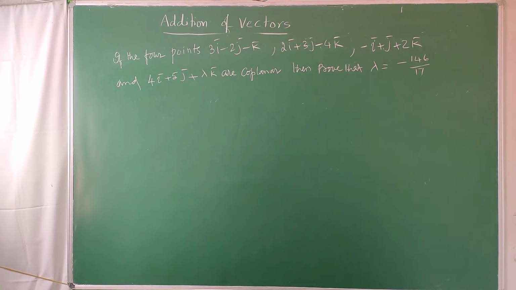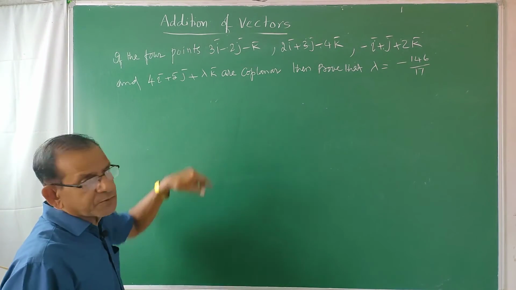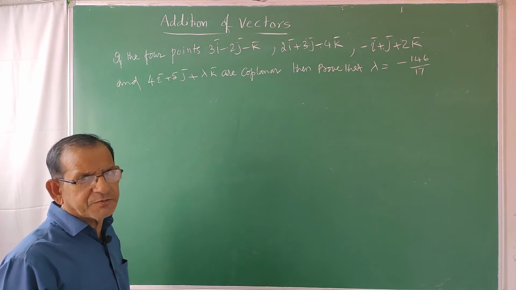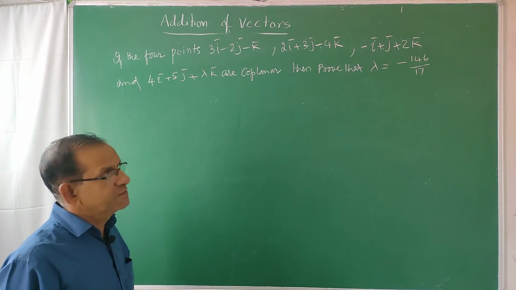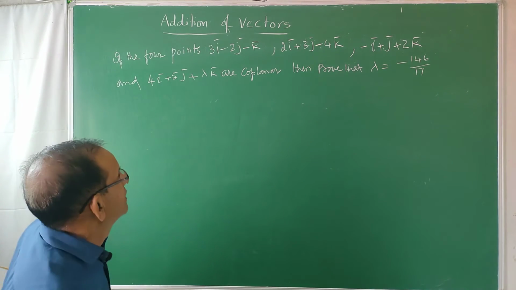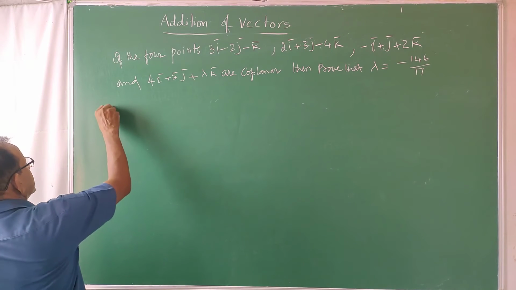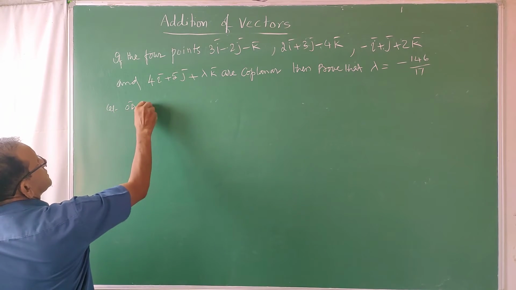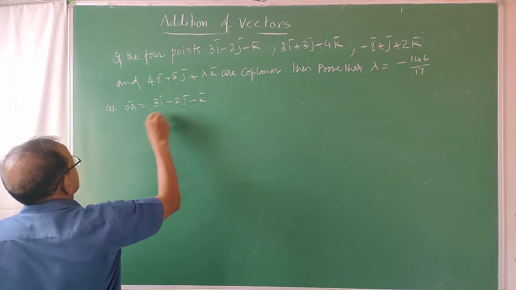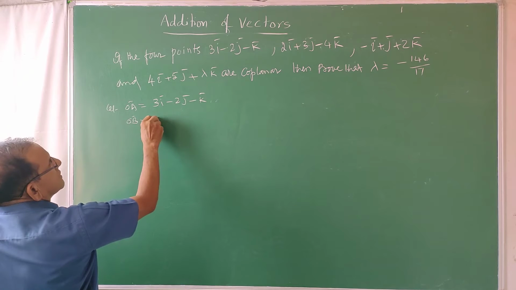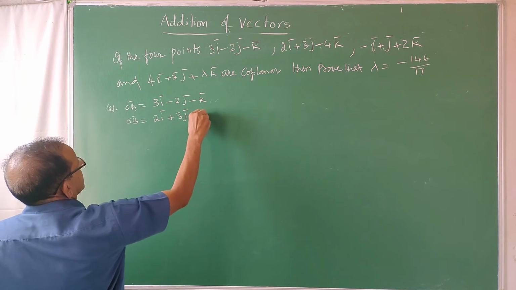Now in this question, here also 4 points are given, and it is given that those 4 points are coplanar. You need not prove it. From that we have to find the value of lambda as minus 146 by 17. Now let us take the 4 points as A, B, C, D. Let OA bar be 3I bar minus 2J bar minus K bar. OB bar is 2I bar plus 3J bar minus 4K bar.